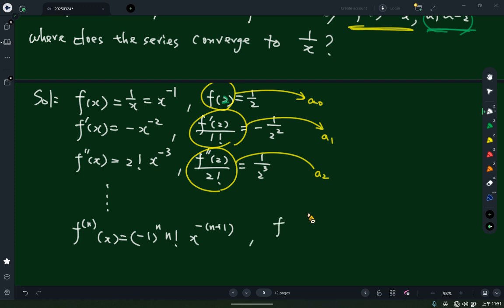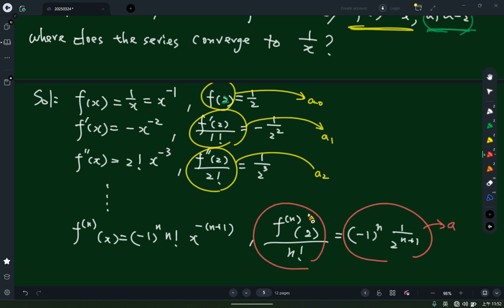the nth order derivative of f at 2, over n factorial, and we can get this one. So finally, this is a_n. So right now we already collect a0, a1, a2, and so on up to an. So then we can just put them together.